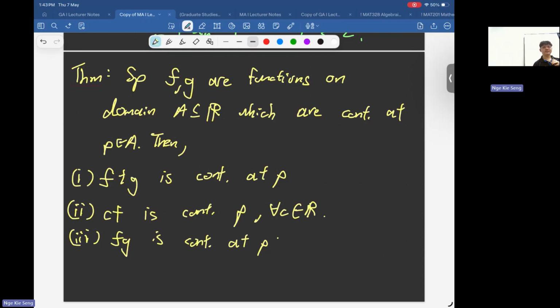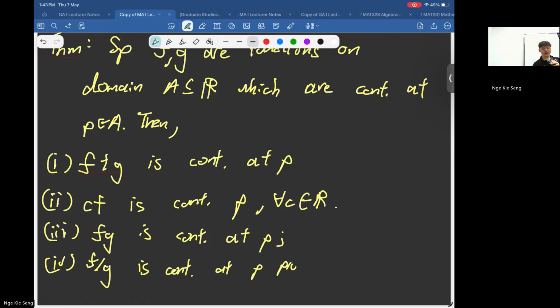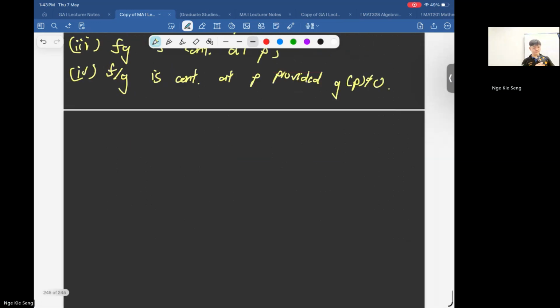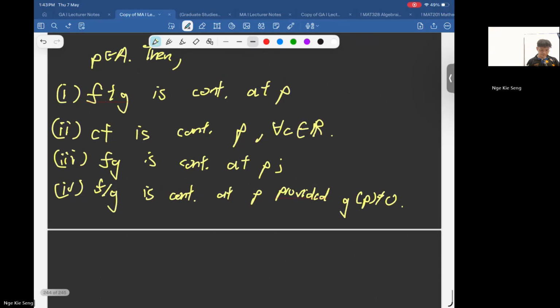What's the next one? You want to guess? Good. But then what condition do you need to impose here? As long as g is not zero at the point, we are okay already, because we just need to check at this point. For the rest, whether it's defined or not is not very important. But if it is non-zero here, actually you can show that it holds in a neighborhood.